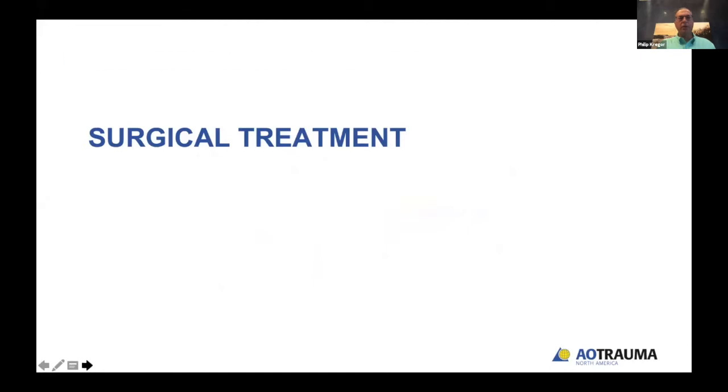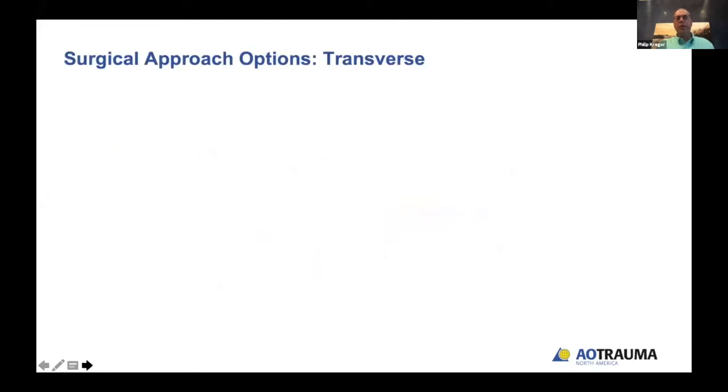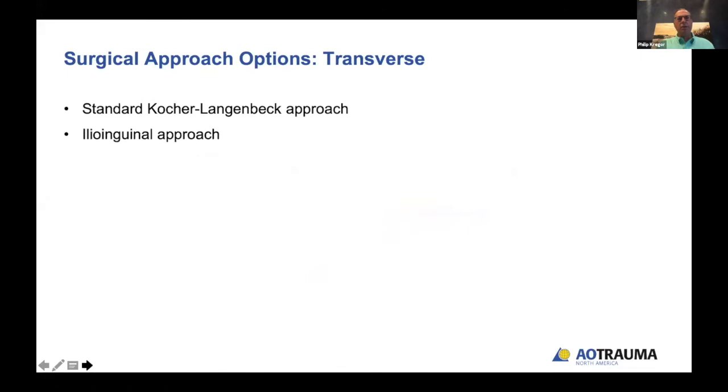As we evolve into the surgical treatment, when we think about the surgical approach options for the transverse, we have a standard Kocher-Langenbeck approach, which is used in the majority of cases. Occasionally, especially when combined with, number one, some pelvic ring pathology, or number two, some soft tissue concerns posteriorly, we may use an ilioinguinal approach. And occasionally we might utilize an extended iliofemoral approach, usually when the fracture is combined with some sacral or sacroiliac joint disruption.